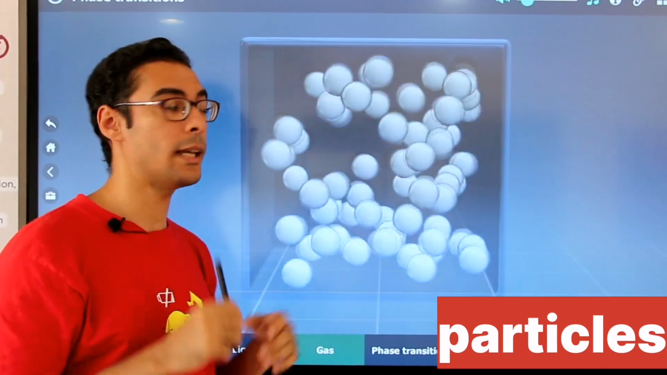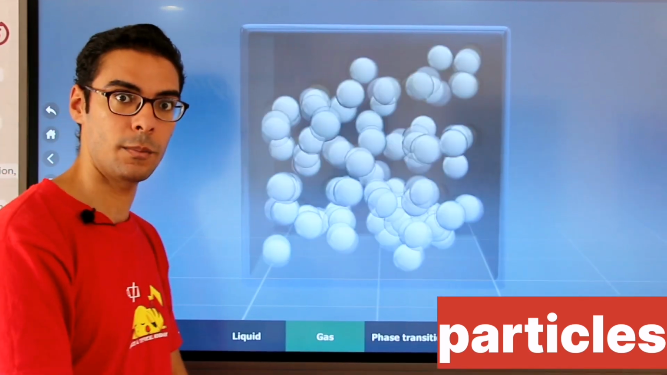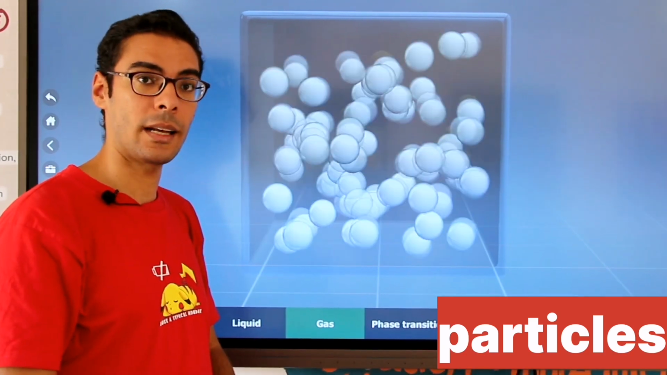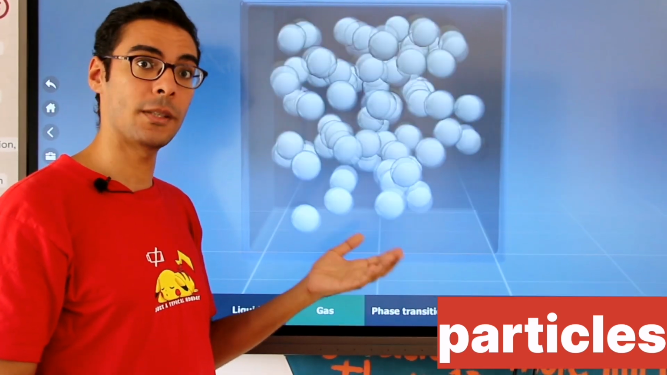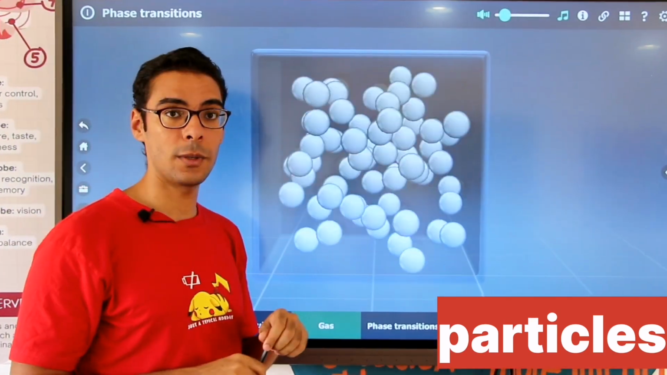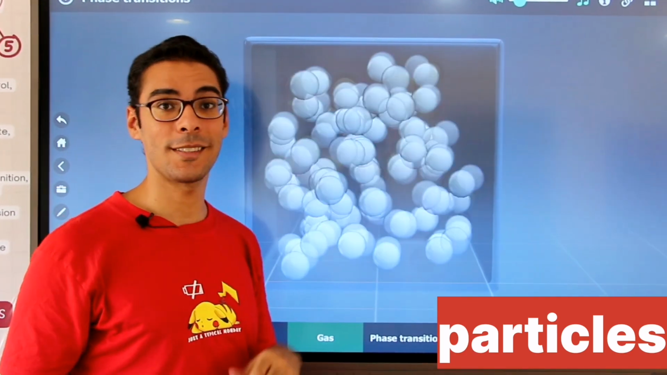Just think about what's going to happen if we reduce their motion. If we reduce the kinetic energy of the gaseous state, what happens to them? So think about this question until we summarize the properties of gas.